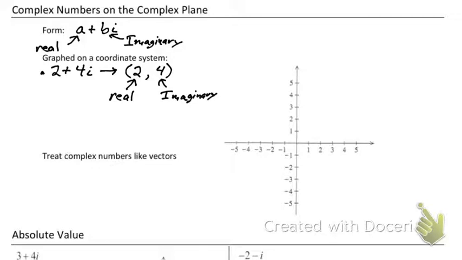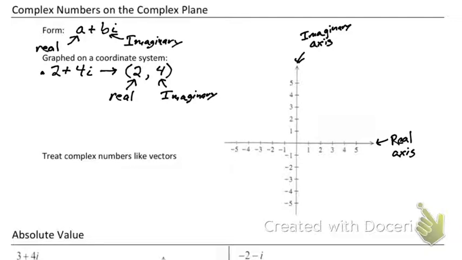Well, that just looks like an xy value, doesn't it? Just a point on a coordinate plane. Well, that's exactly what we're going to do, except we're not going to call this our y and our x. We're going to call this our real axis. And the vertical one is going to become our imaginary or complex axis. Imaginary axis.